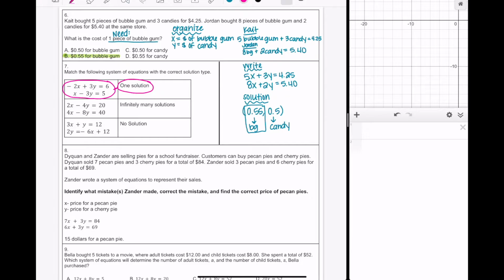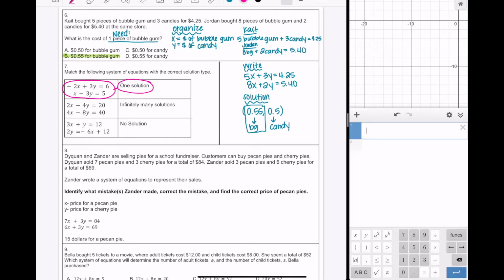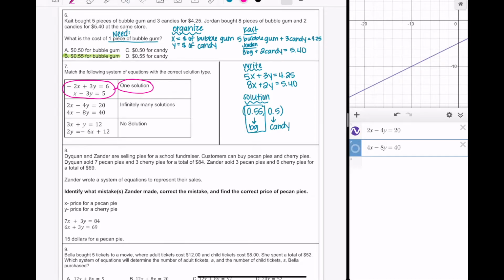All right, the second one, 2x minus 4y equals 20, and 4x minus 8y equals 40. If you'll notice, I'm going to turn the black line off so we can see the purple line, and then when I graph the second line, it's right on top of that. So that would be infinitely many solutions.